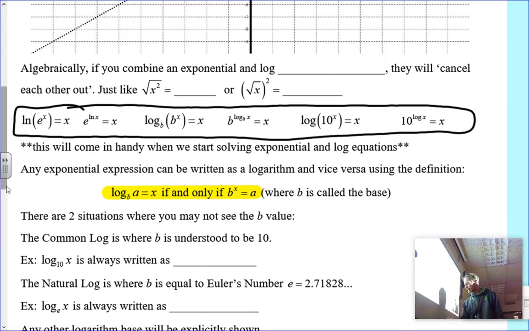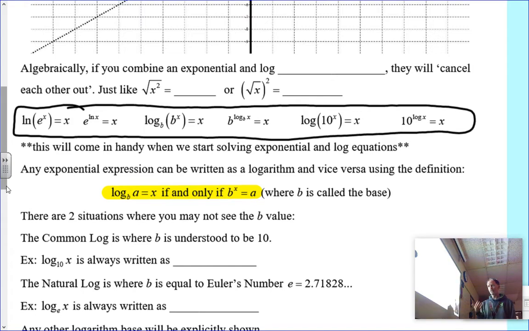But here is the big part of what I want to talk about today, and it's highlighted right in the middle of the screen. It's the definition. You have to know this. So the way we would read this out is: log base b of a equals x, if and only if b to the x equals a.